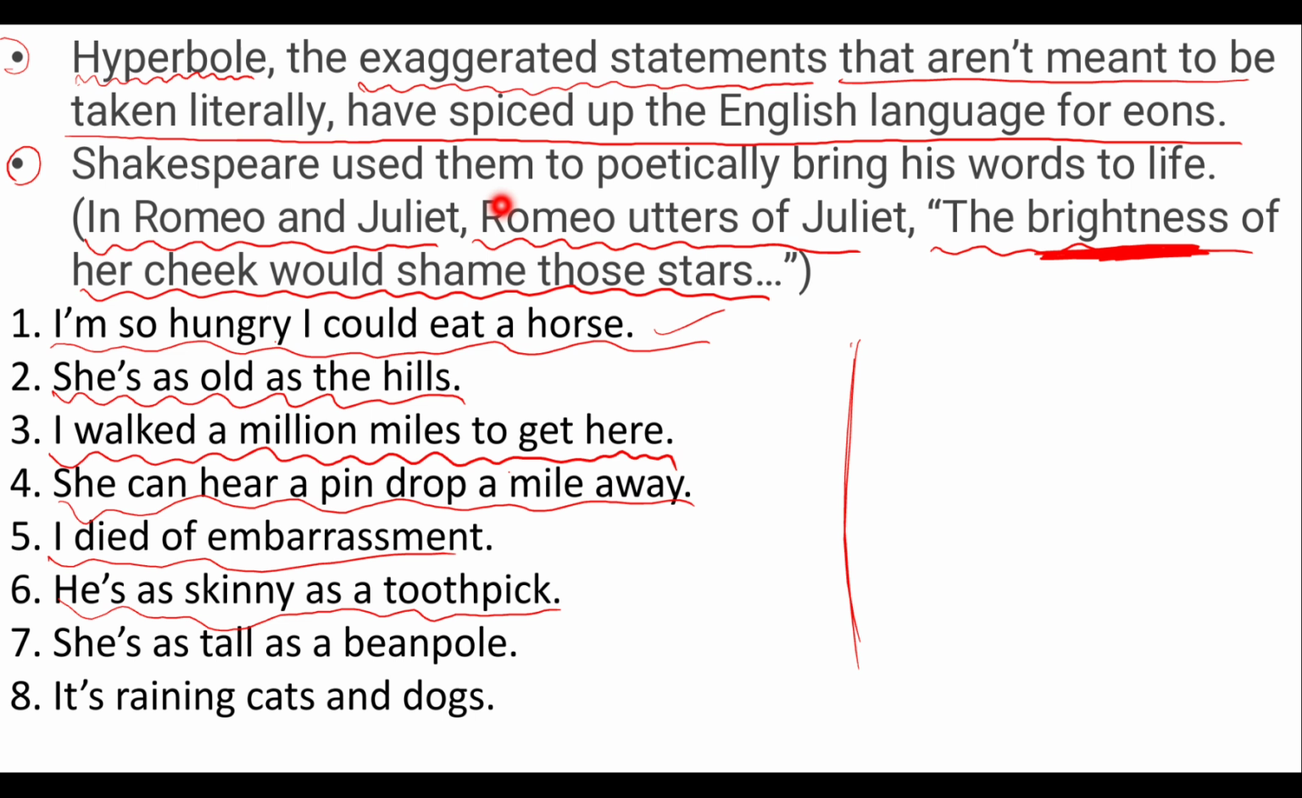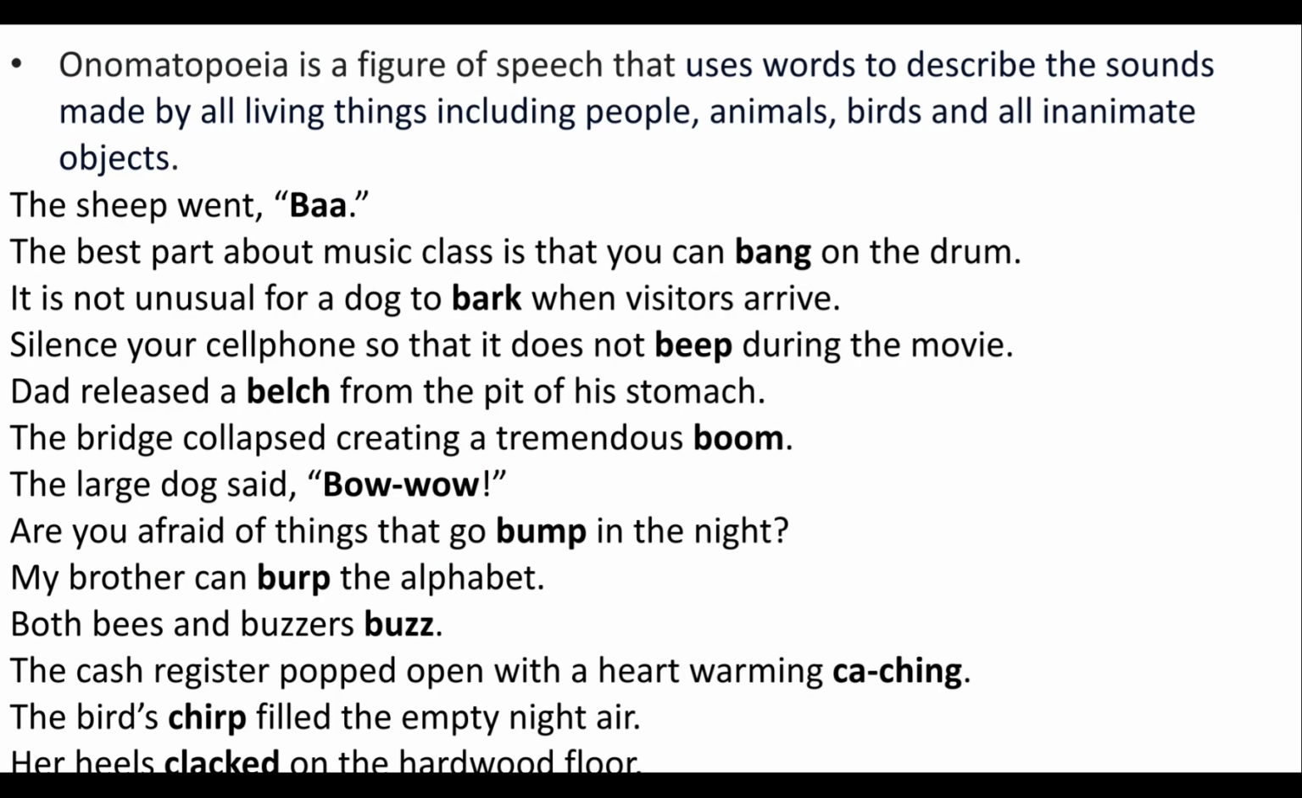It's raining cats and dogs. These are some of the examples of the hyperbole. Just keep in mind that इसका कोई literal meaning हम नहीं निकालने वाले हैं. Just वो एक statement है जिसके अंदर spice up किया गया English language के लिए, और these are the exaggerated statements. So next figure of speech is onomatopoeia.